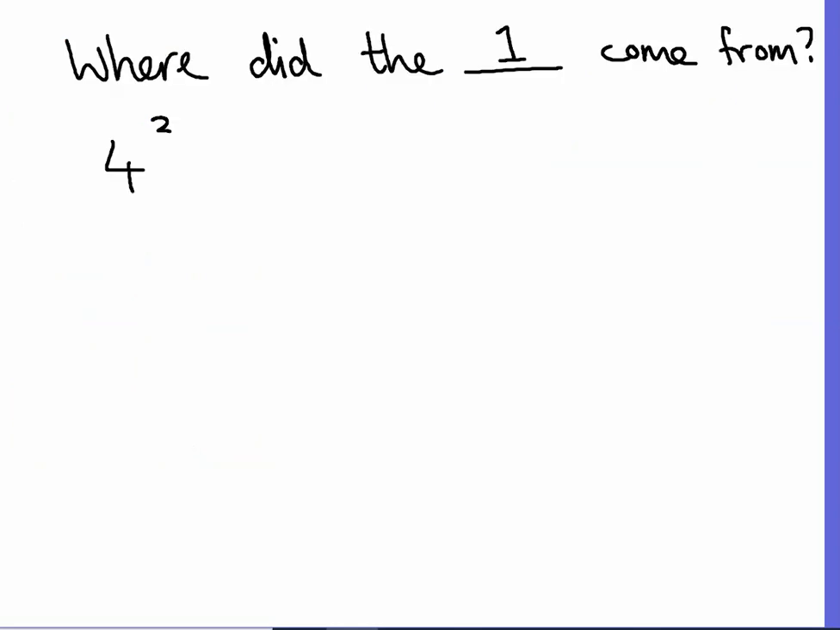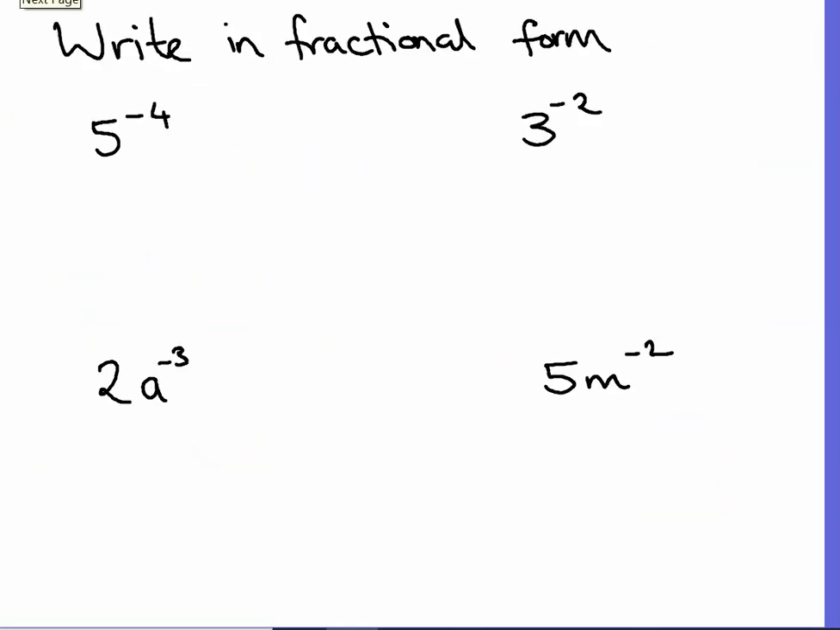So let's have a look at some other questions. So this is what you could be asked to do. Write in fractional form. Now I'm going to take the first one very slowly, and the second one I'm going to do quicker once you learn the technique. So this is the same as 5 over 1 to the power of minus 4. So when we see a minus power, what we're actually going to do is reciprocate. So it's 1 over 5, and the power becomes positive.